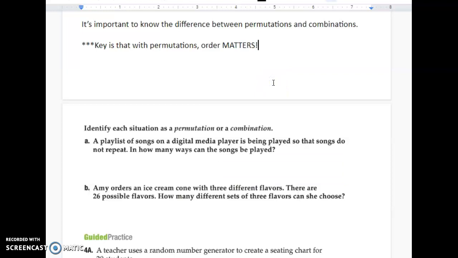Okay, Amy orders an ice cream cone with 3 different flavors. There are 26 possible flavors. How many different sets of 3 flavors can she choose? It's not asking how many ways she can arrange the flavors on her cone. It's asking what different sets she can choose. So that one is a combination.